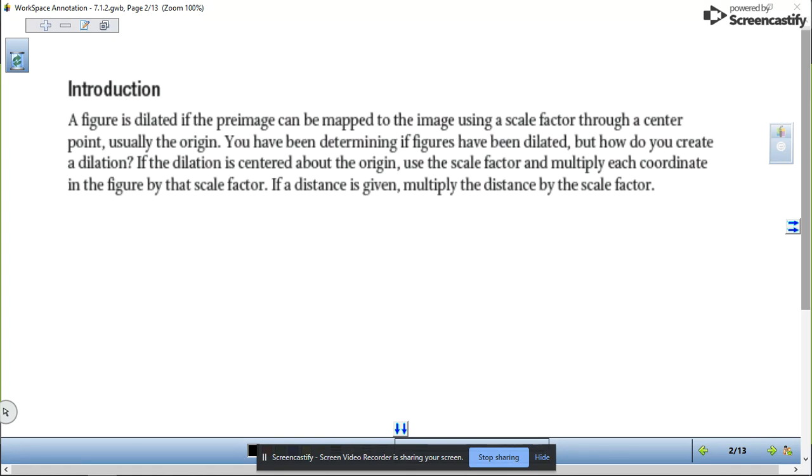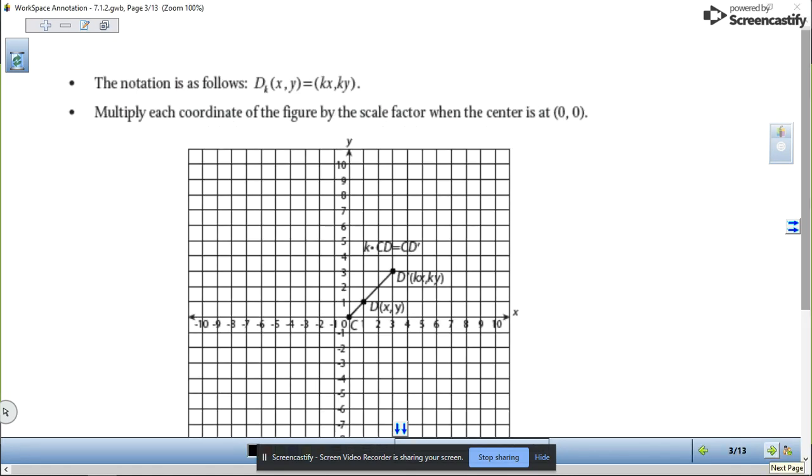So basically, we're talking about giving you the scale factor this time and you actually creating the image from the pre-image. The notation is capital D with lowercase k on x, y means k times x and k times y. Basically what it means is you're going to multiply the scale factor times the x value and the y value in the point.